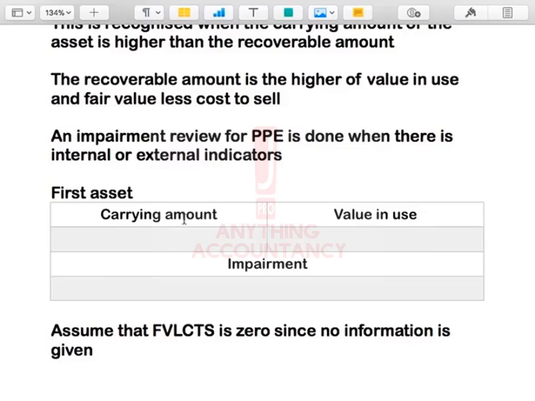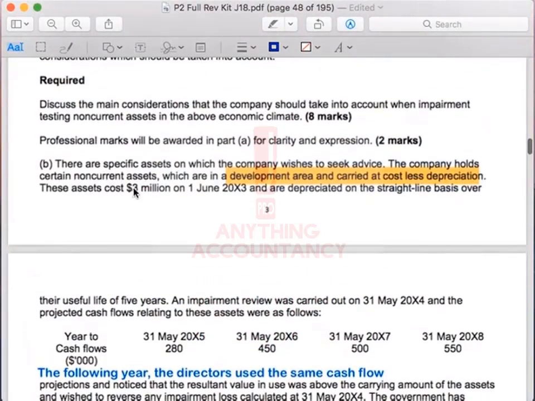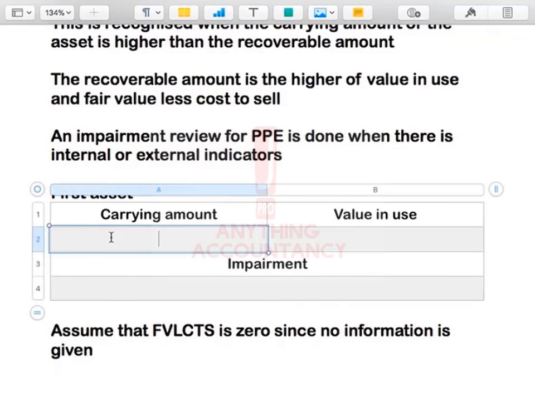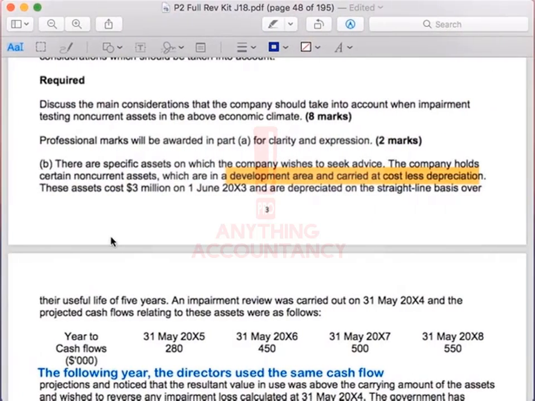How much is the carrying amount? 3 million straight line basis over a useful life of 5 years. How much is the carrying amount? Anybody knows? Simple mathematics here. No, it's not complicated. 3 million, 5 years, and how many years has passed? This is a straightforward question. You should get this type of question.